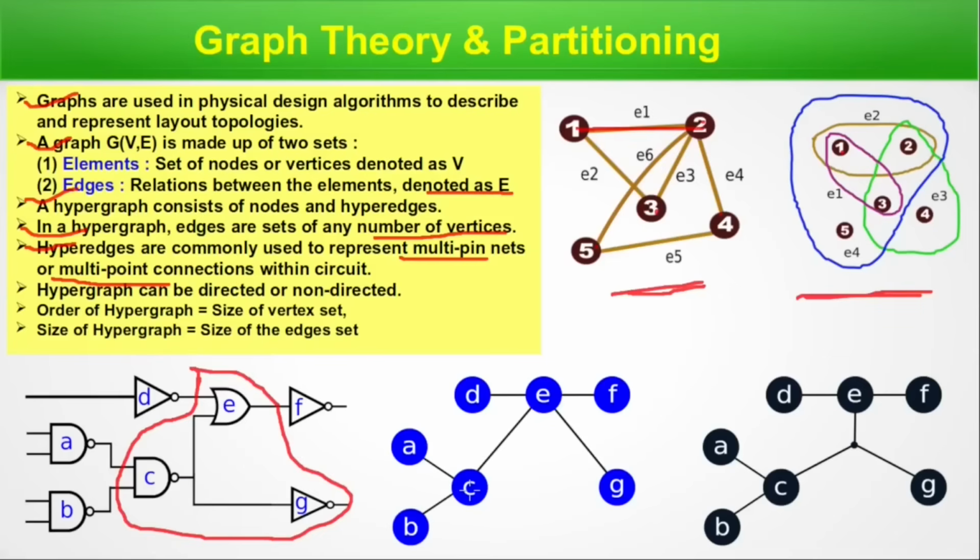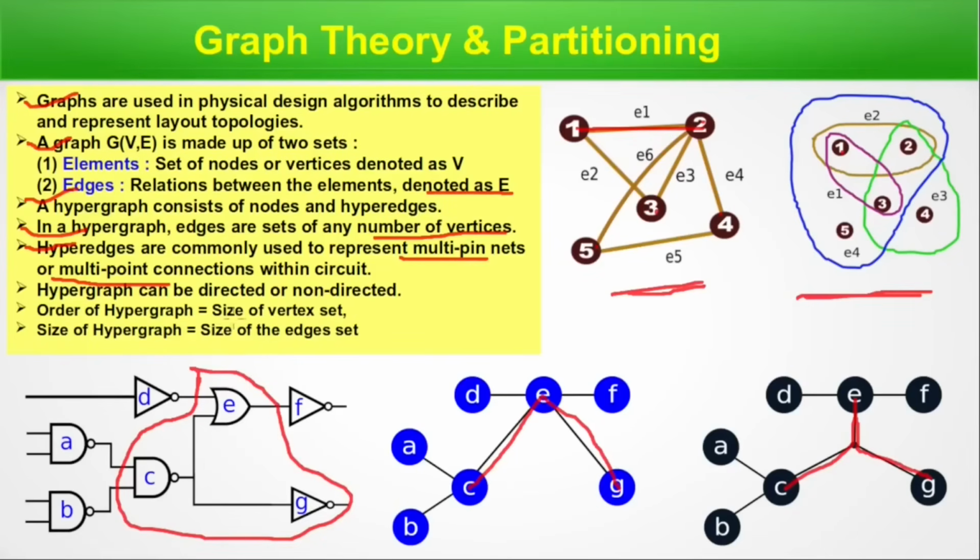So if we represent with a graph, because in a graph two nodes can be connected, C to E is connected and E to G is connected this way. And in a hypergraph, multiple nodes can be connected. So C to E and G are connected this way. This is the difference between graph and hypergraph.